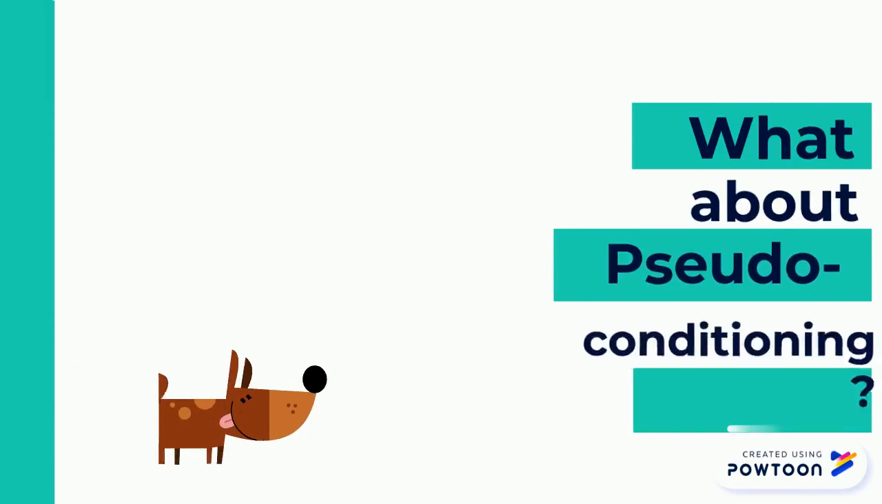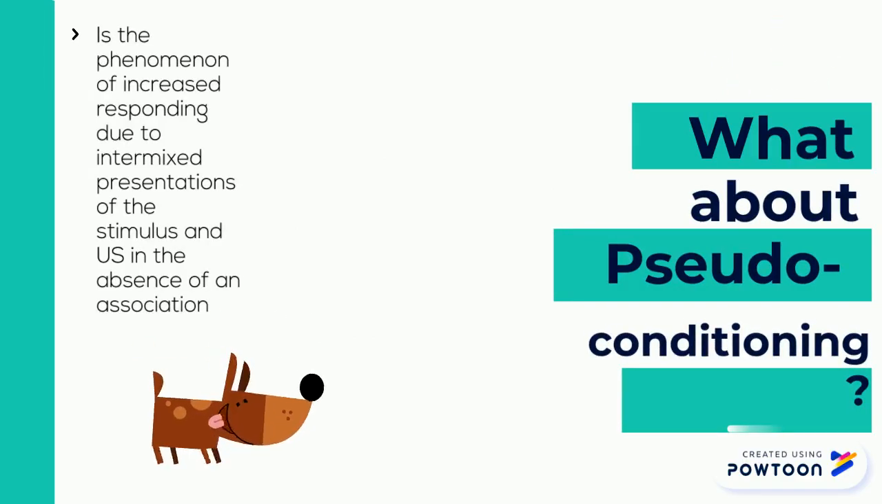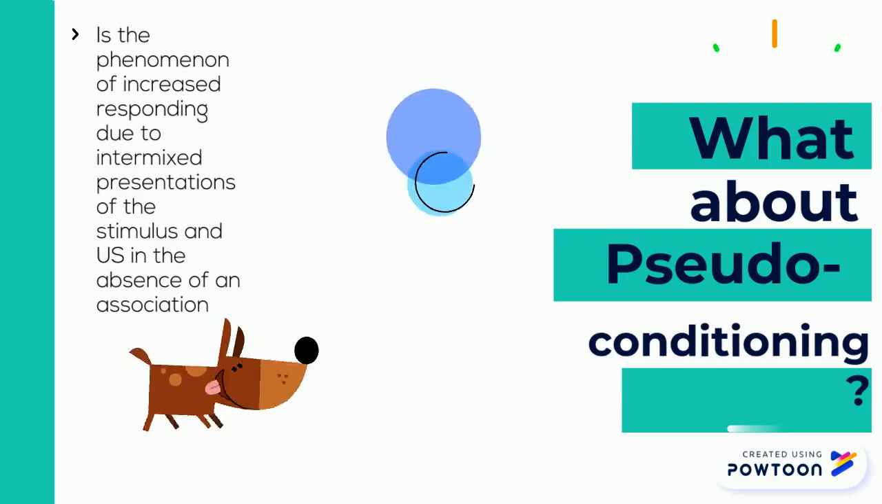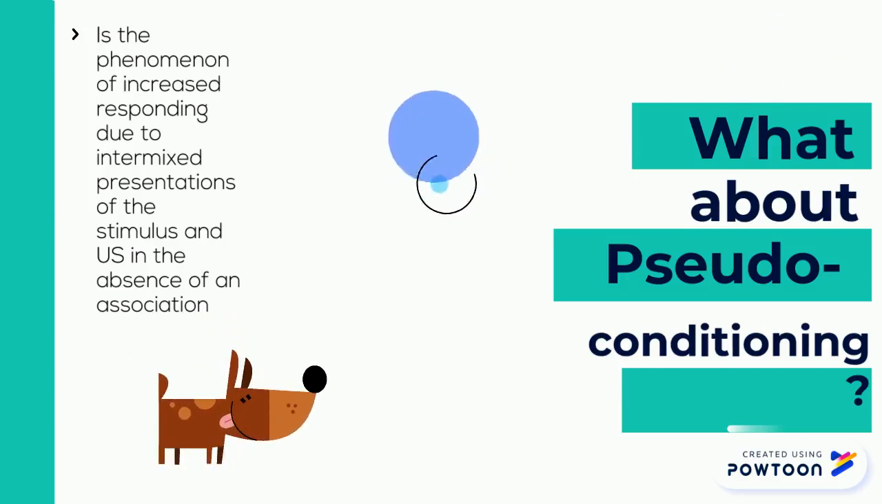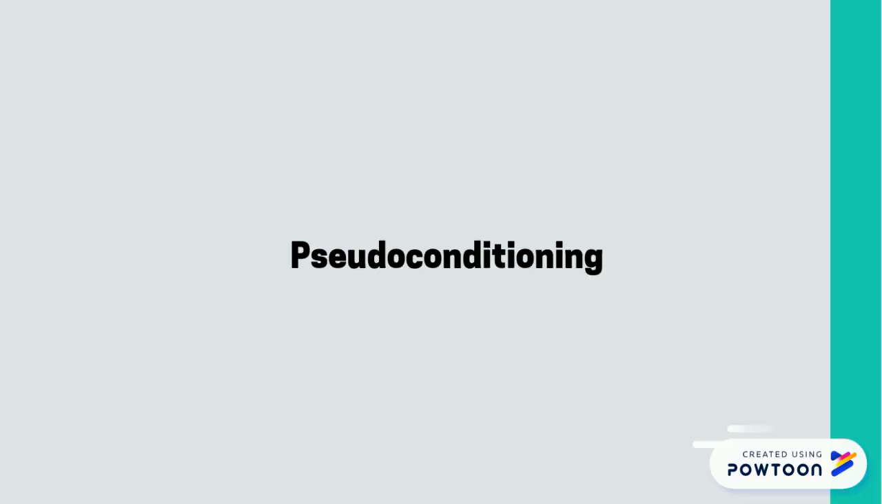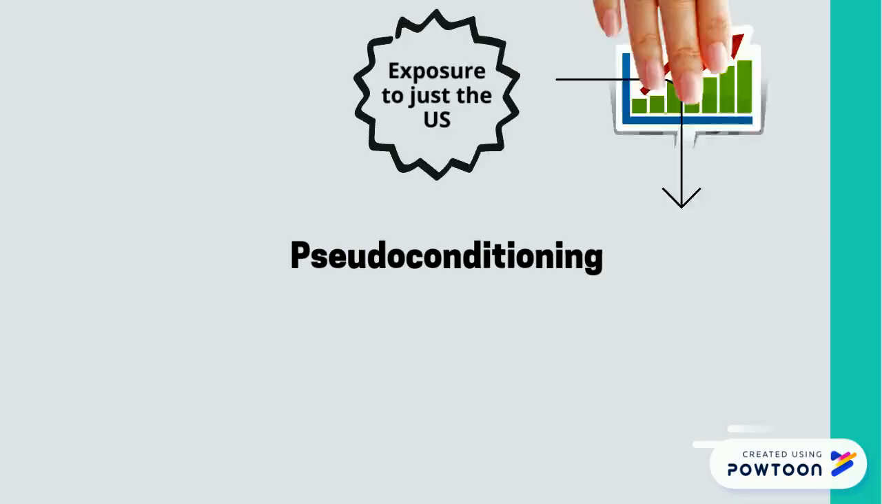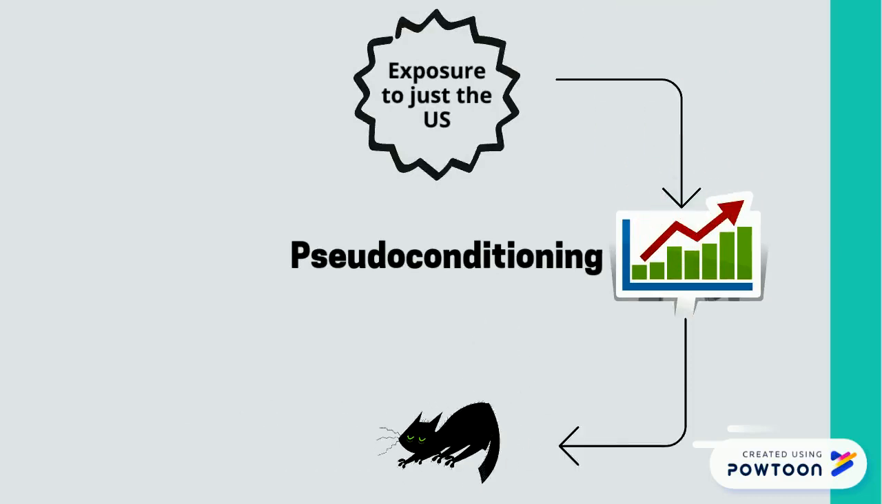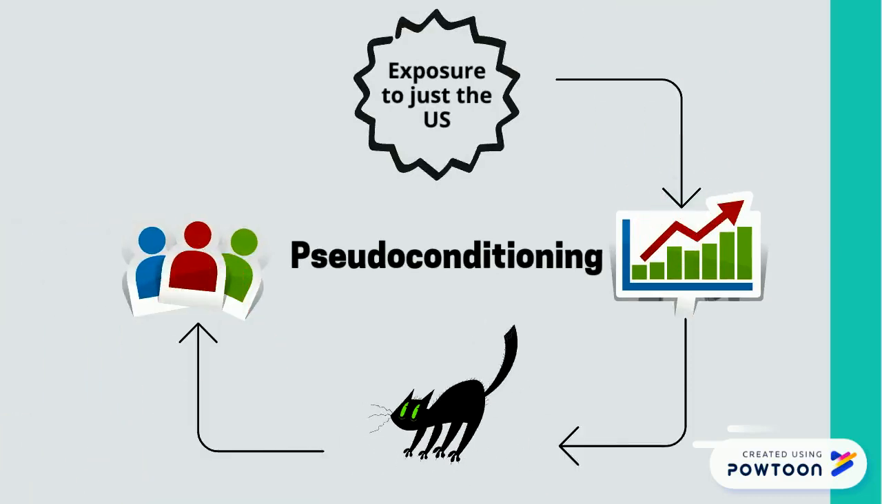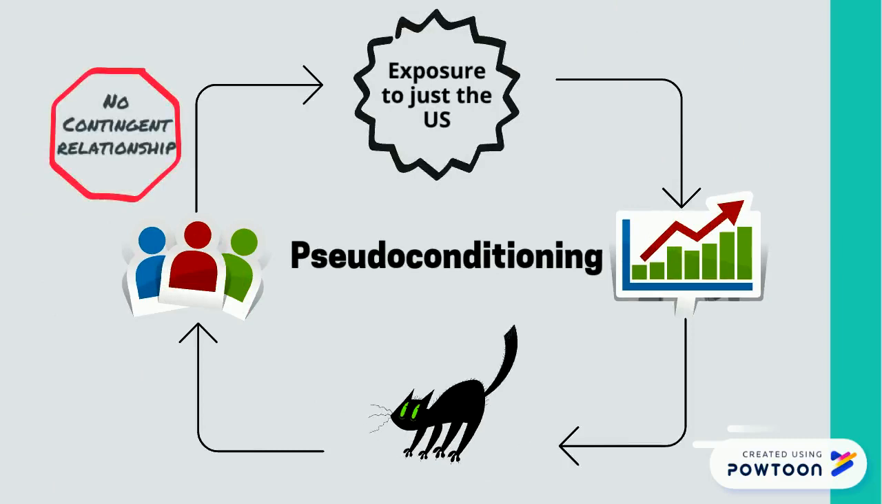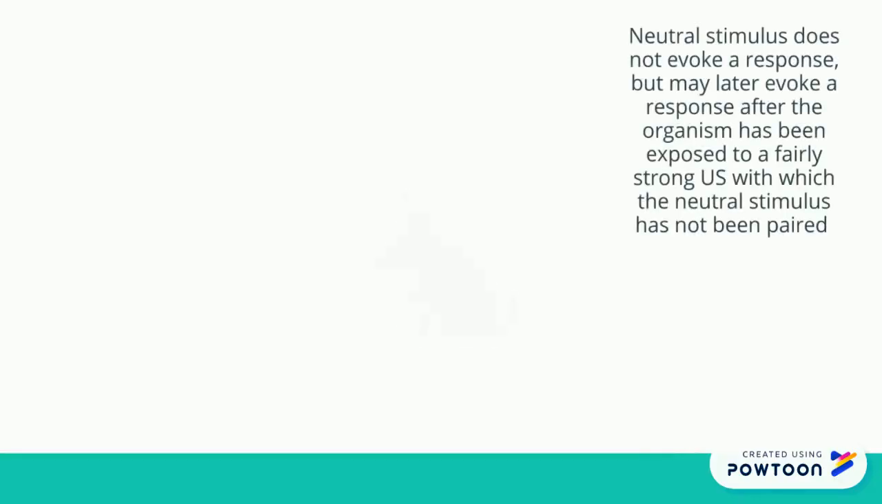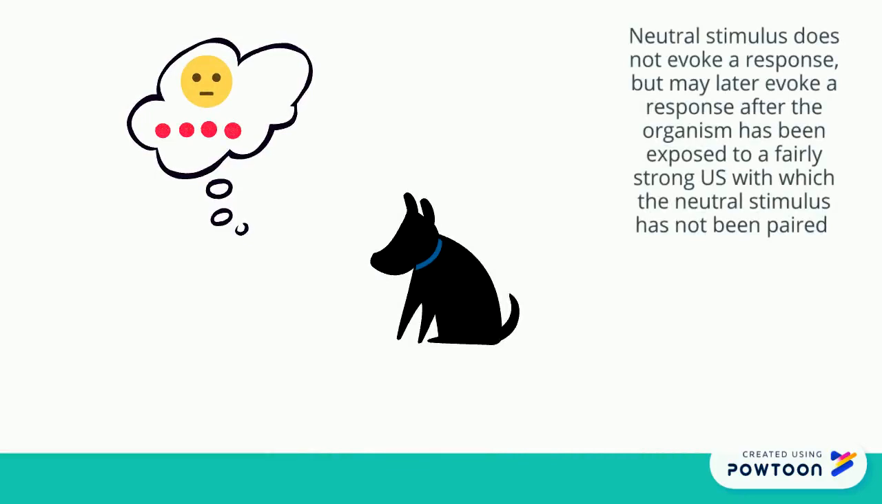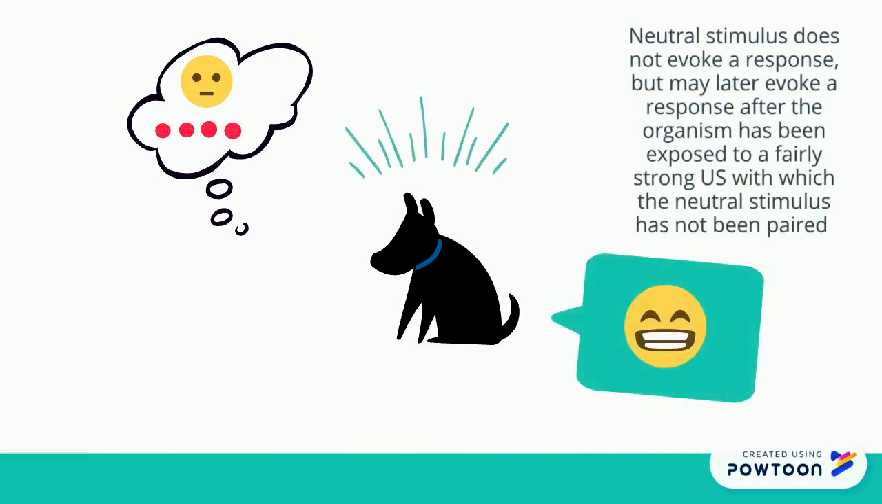Pseudo-conditioning is the phenomenon of increased responding that may occur to a stimulus whose presentations are intermixed with presentations of a US, in the absence of the establishment of an association between the stimulus and the US. This occurs when exposures to just the US cause an increase in responding, as in multiple CS-US pairings, even though there is no contingent relationship between the CS and US. A neutral stimulus does not evoke a response, but it may later evoke a response after the organism has been exposed to a fairly strong unconditioned stimulus with which the neutral stimulus has not been paired.